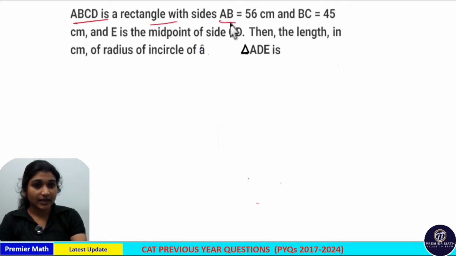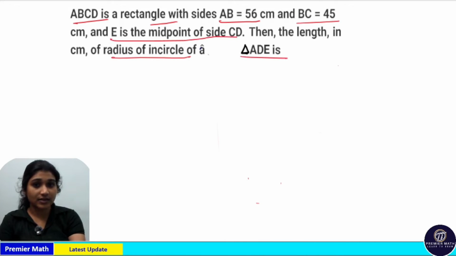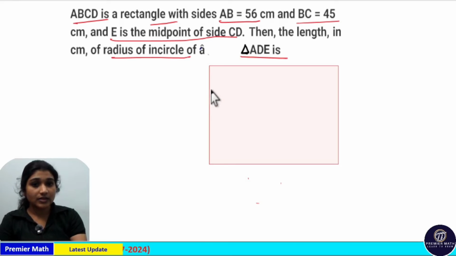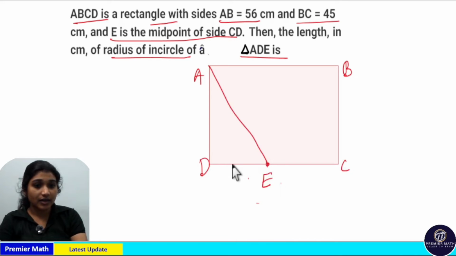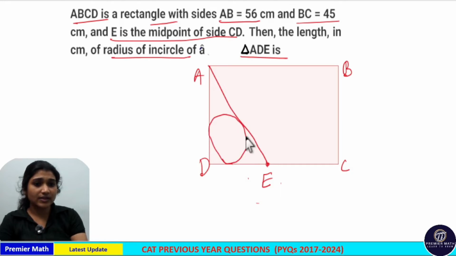ABCD is a rectangle with side AB equal to 56, BC is 45, and E is the midpoint of side CD. Then the length in centimeters of the radius of the incircle of triangle ADE is. Here, this is rectangle ABCD, and E is the midpoint of side CD, and here this is triangle ADE, and here we have an incircle, meaning all three sides of this triangle touch the circle. Now we have to find the incircle radius R.